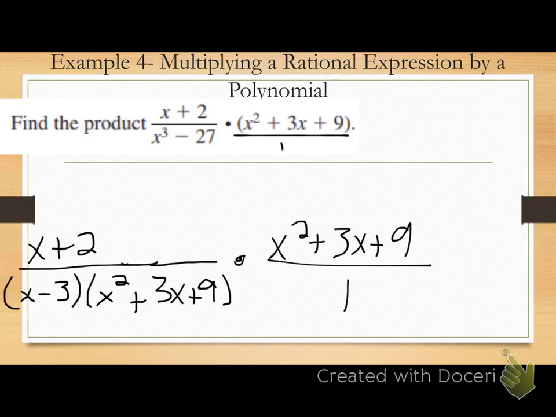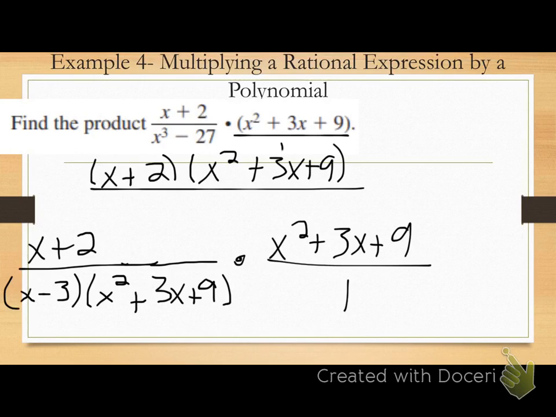Now multiplying straight across, I get x plus 2 times x squared plus 3x plus 9 over x minus 3 times x squared plus 3x plus 9. So what's going to happen here? X squared plus 3x plus 9. They're going to cancel each other out.